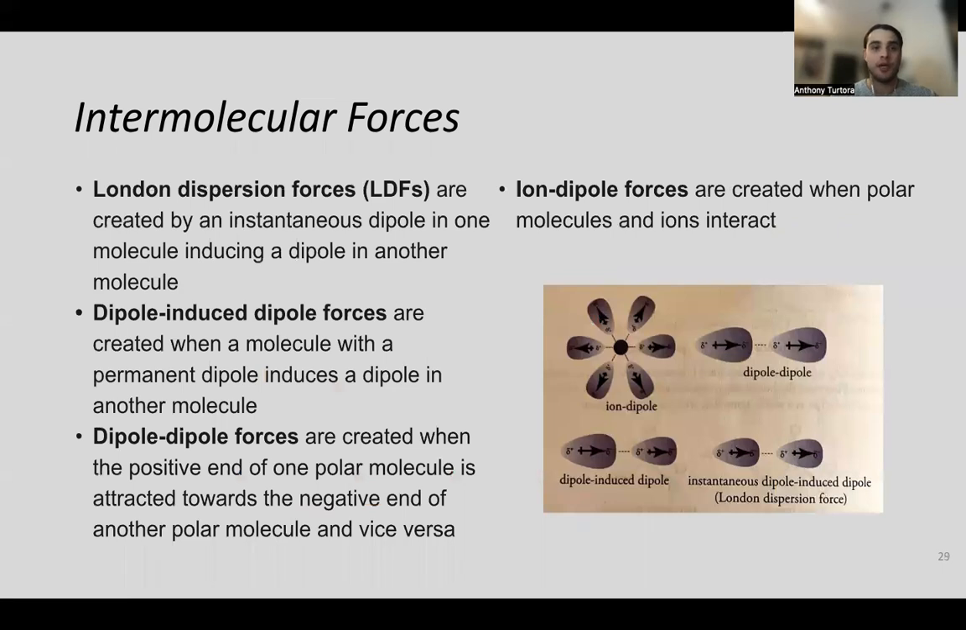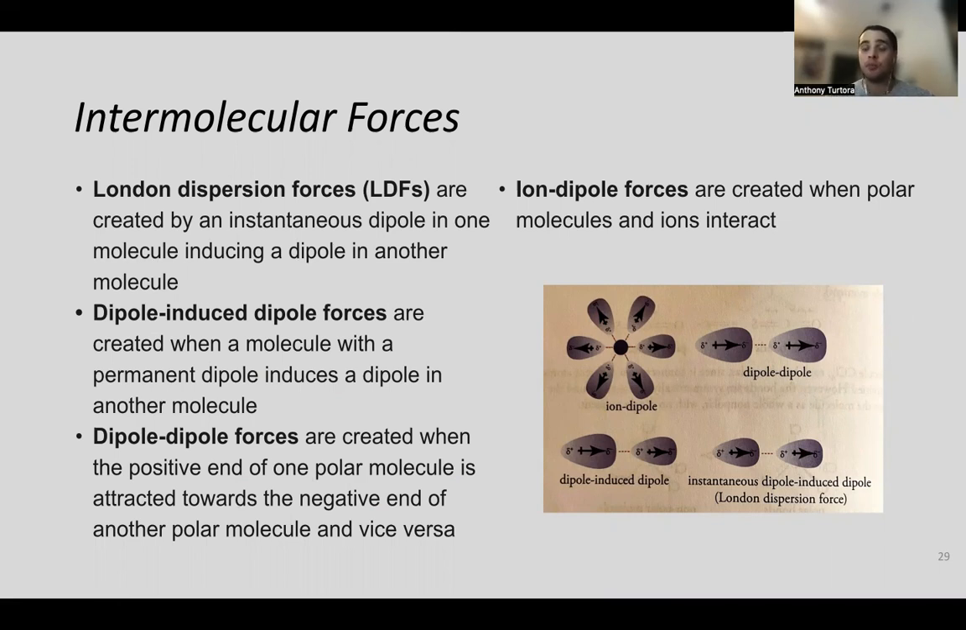So dipole-induced dipole forces are created when a molecule with a permanent dipole induces a dipole in another molecule. That means a polar molecule interacting with a non-polar molecule in order to induce a dipole. We also have dipole-dipole forces. This is between two polar molecules. They already have the dipole that is permanent. So we're going to have either the positive end attracted towards the negative end, or the negative end attracted to the positive end. And then we have even stronger ion dipole forces.